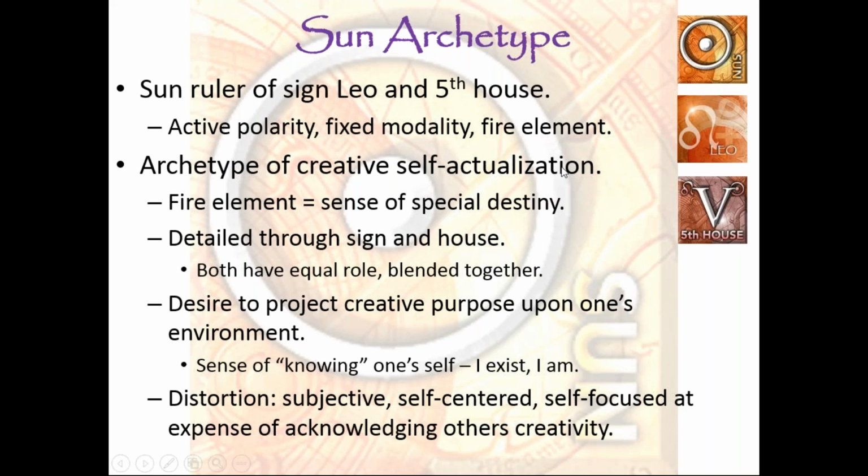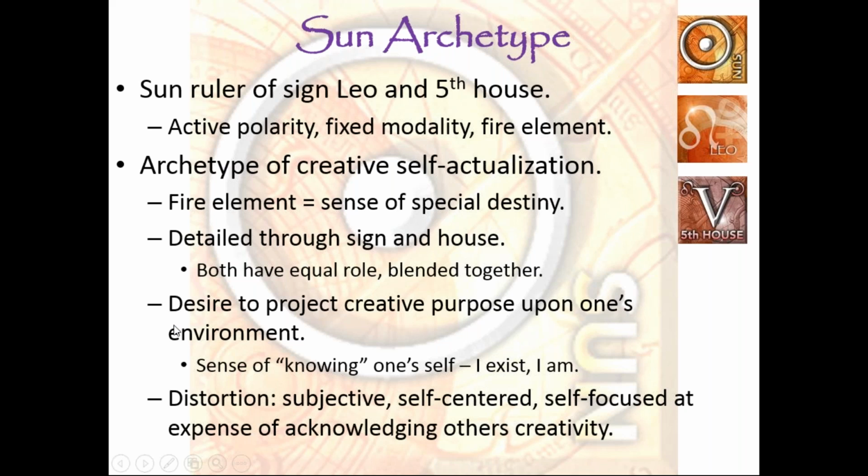But when we are looking here at Sun Square the Nodes in this class, the Sun is always going to be detailed through both the sign that it's in and the house that it is in, and both have an equal role. You can be familiar that you have Sun in Libra, but if you have Sun in the 4th house, both are equally important and both must be blended together to get a fullness of that archetype in which you want to creatively self-actualize.